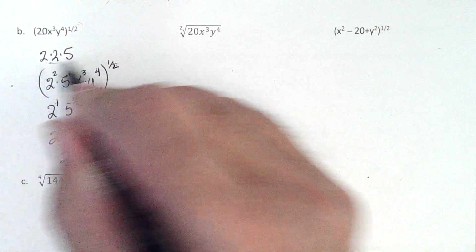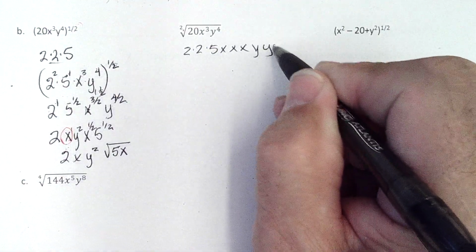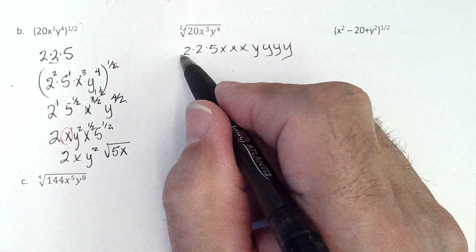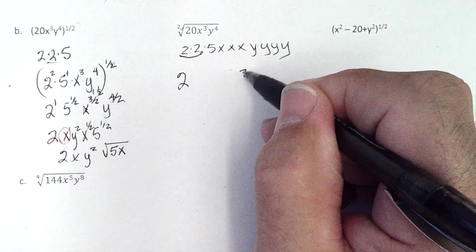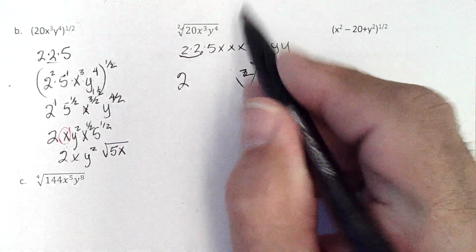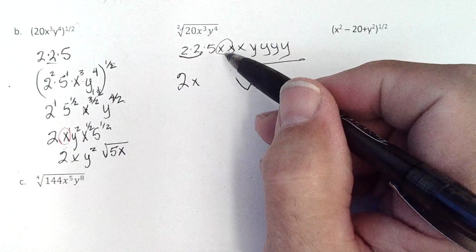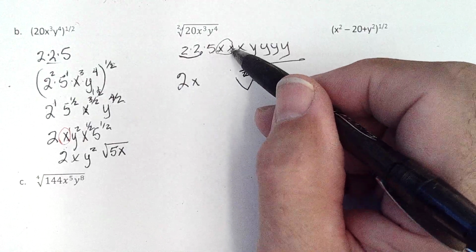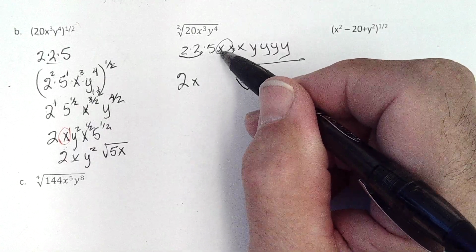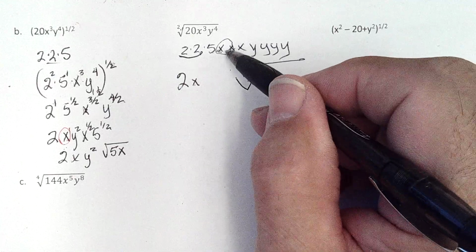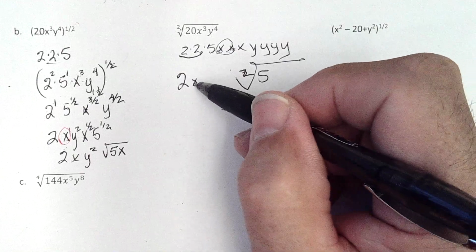I have 2 times 2 times 5 times x, x, x, y, y, y, y. I'm taking out pairs. A pair of 2's is a 2. 5, can't take it out, so I still have square root of 5. A pair of x's come out as an x. If x was 2, 2 times 2 is 4, square root of 4 is 2, what x was. But if x is negative 2, negative 2 times negative 2 is positive 4, the square root is a positive 2, but I made x be negative. I need to change that.